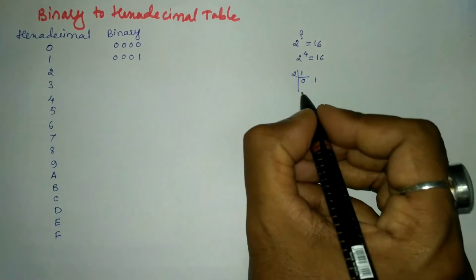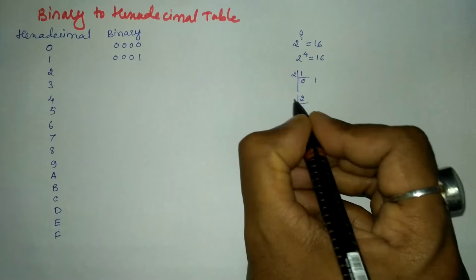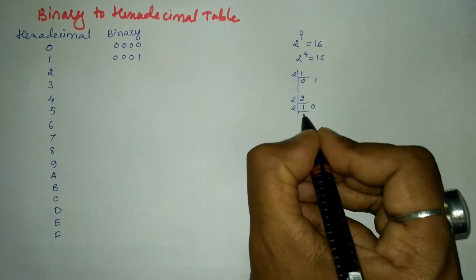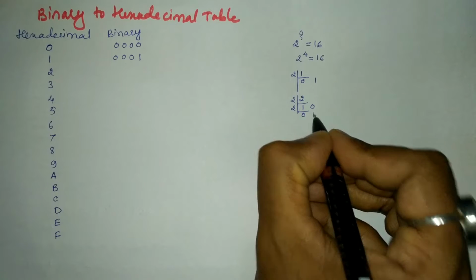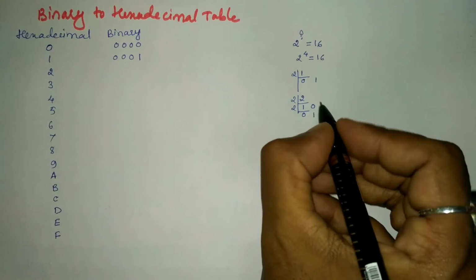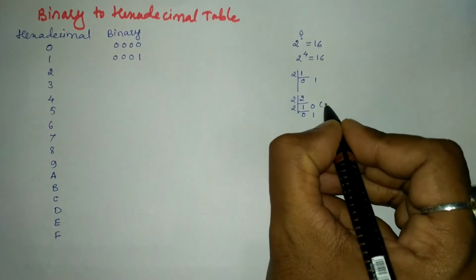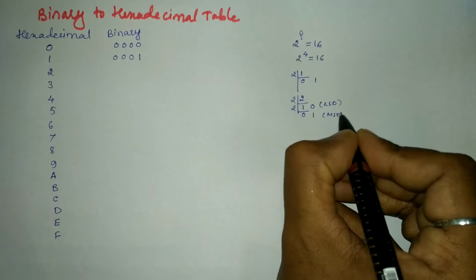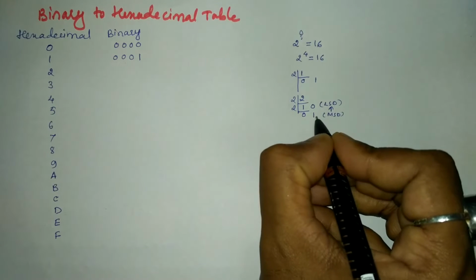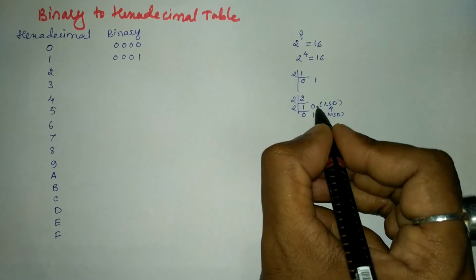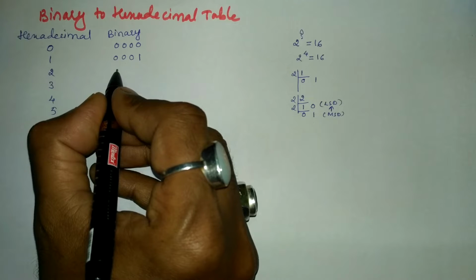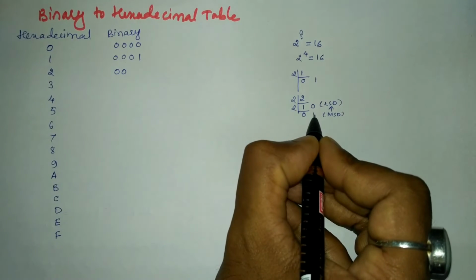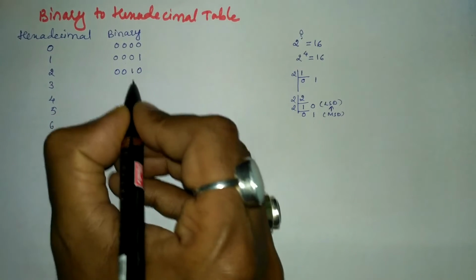Similarly, 2 can be written as, again divide 2 by 2. Here 2 ones are 2, remainder is 0. Next 2 zeros are 0, and this 1 will become the remainder. Here the first remainder will become the least significant digit and the last remainder will become the most significant digit. We will have to write it from bottom to top. So 1, 0 I have to write, but here I have to write 4 bits. The first 2 bits will be 0 and then I have to write 1, 0. So it will become 2.